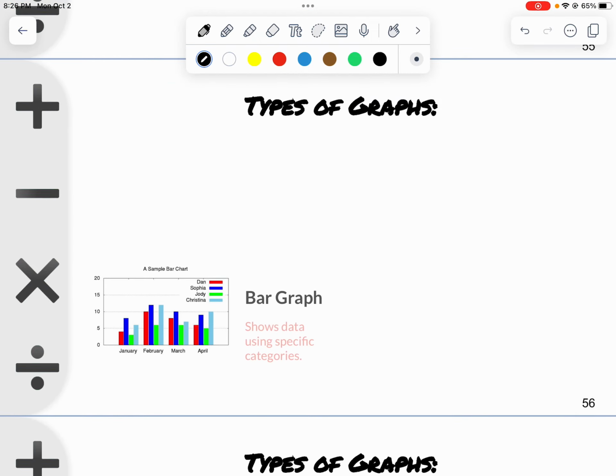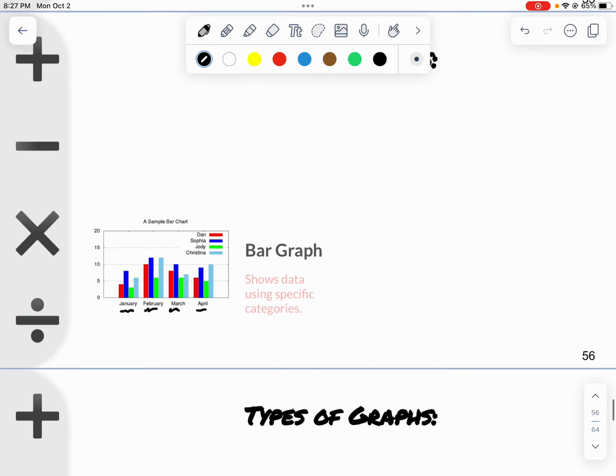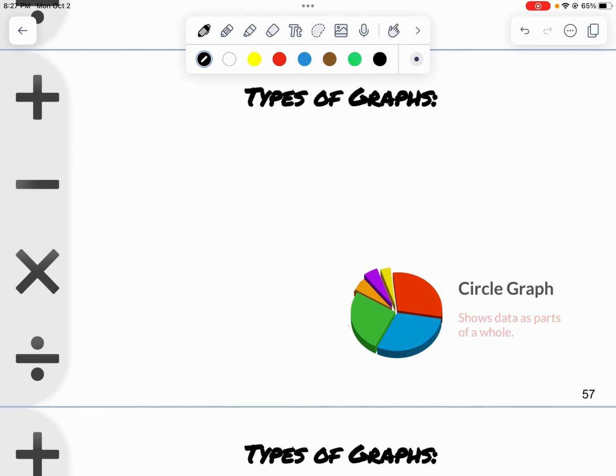Next, a bar graph shows data using specific categories. We talked a little bit about the difference between a histogram and a bar graph. A bar graph, we are looking at January, February, March, April, and comparing those 4 people. A histogram, we're looking at ranges and just saying, okay, in this range of numbers, here's how many we have. Histogram isn't necessarily comparing things, but a bar graph, anytime we're looking at comparing data, that would be our go-to.